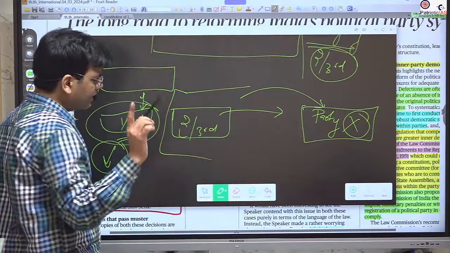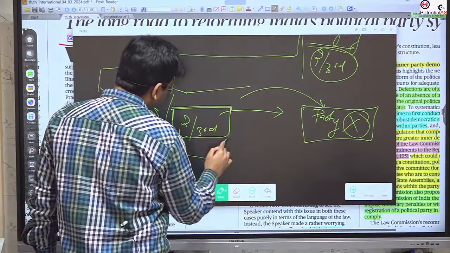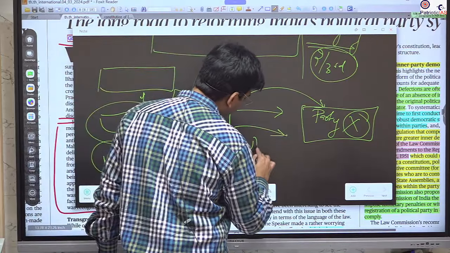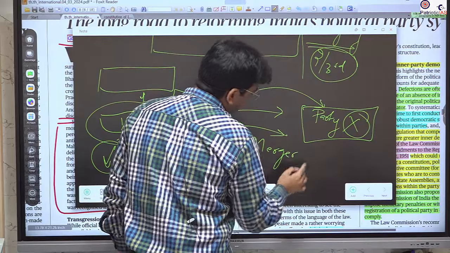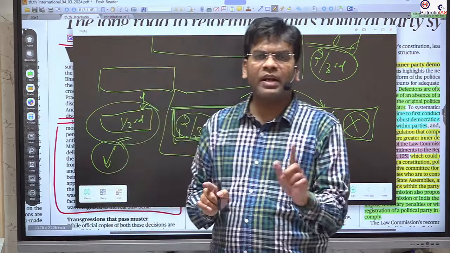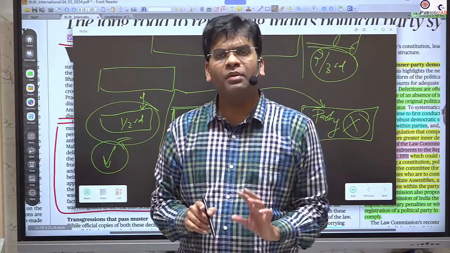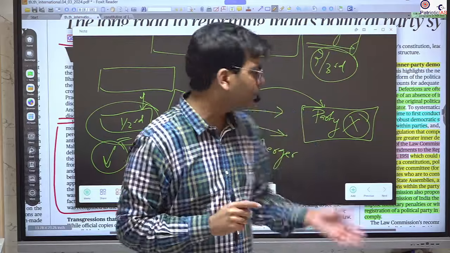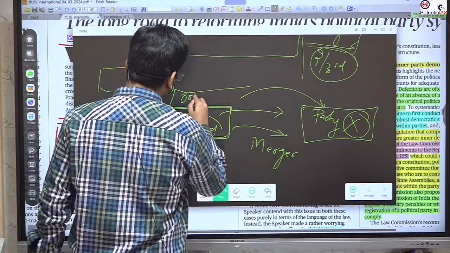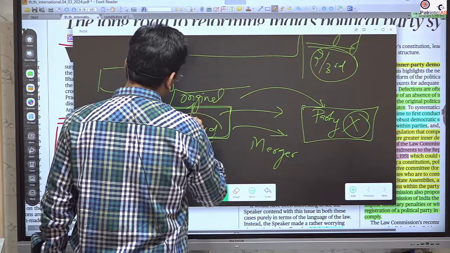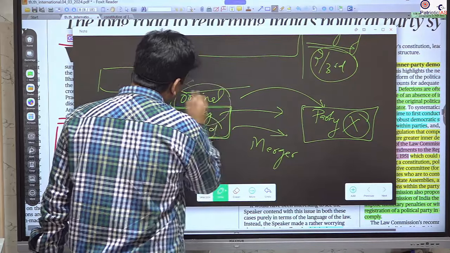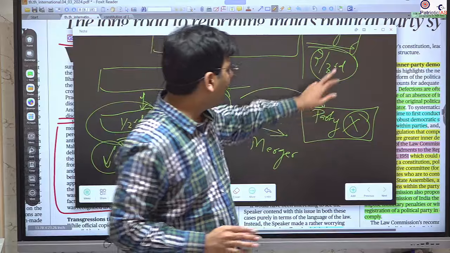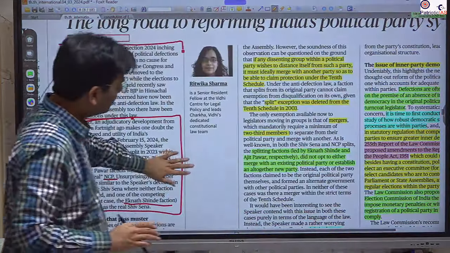But in the case of the NCP or the Shiv Sena, they broke down and they had the two-third number, but they didn't merge. The merger was not there. Neither the NCP nor the Shiv Sena faction of Eknath Shinde merged with the BJP. They remained separate parties, and they brought the new concept that we are the original party. So this concept is nowhere mentioned in the provision that prevents disqualification.